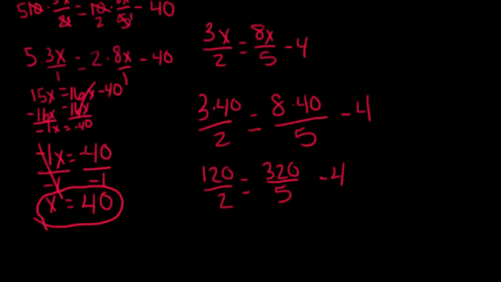120 divided by 2 is 60. 320 divided by 5 is 64, minus 4. So that is going to give us 64 minus 4 is 60. So both sides are equal. We know we have the answer correct.